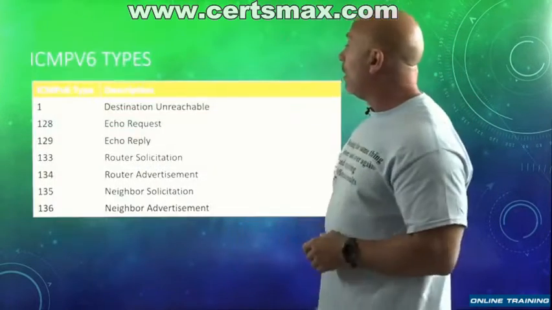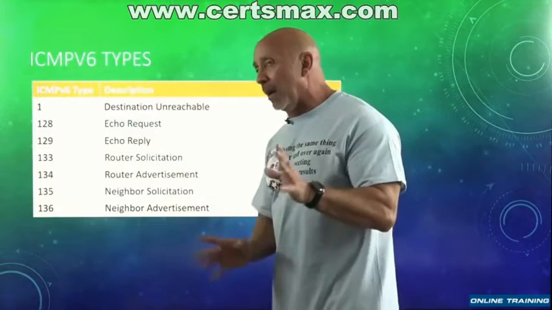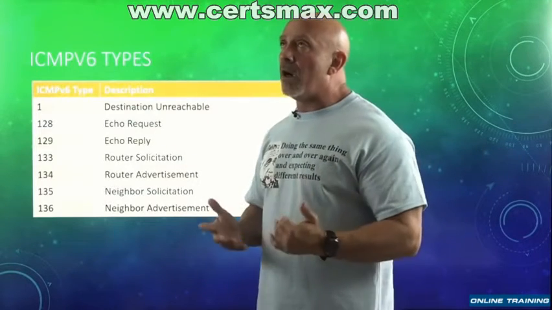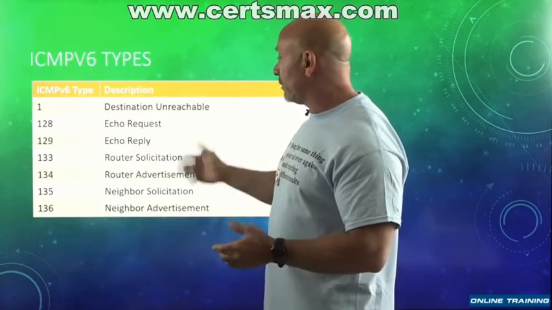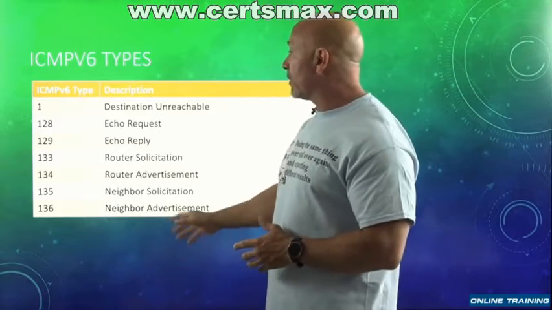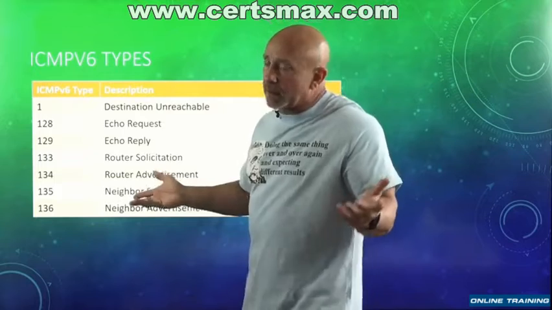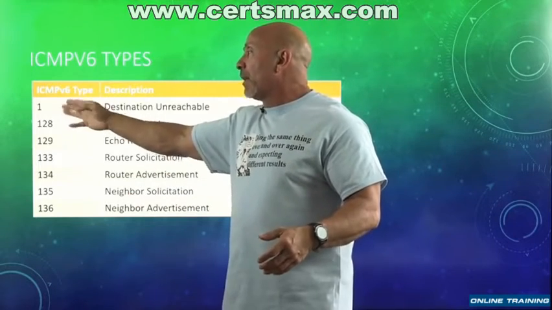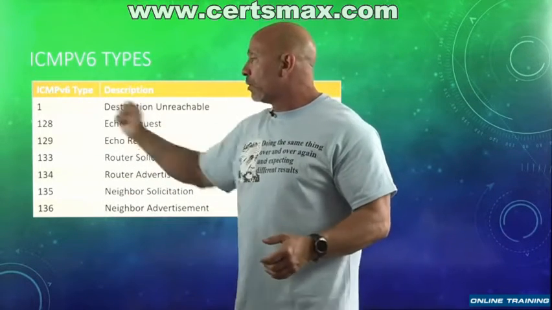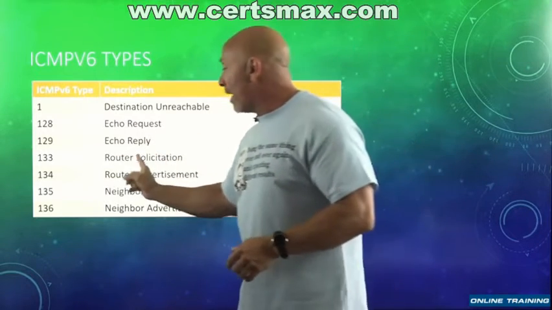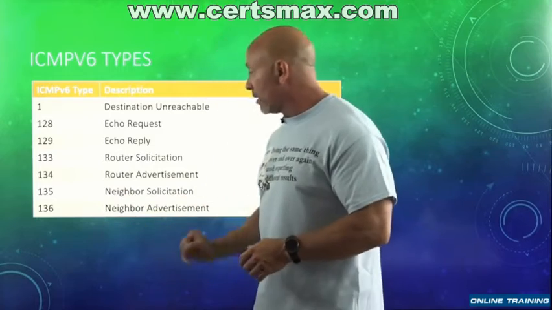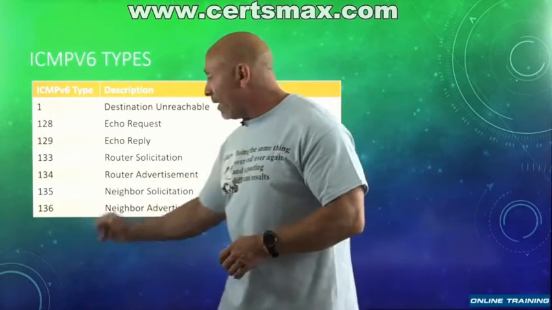And there's several ICMPv6 types. Now, I can tell you this right now. As far as your testing environment, do you need to remember this? If you do, it wouldn't be bad to remember this because this is something that we deal with on a daily basis. If we get a destination unreachable, know that the ICMPv6 type is 1, right? Echo request is 128. Echo reply is 129. Router solicitation, this is what I was talking about. Now we have router solicitations, neighbor solicitations, router advertisements, neighbor advertisements.